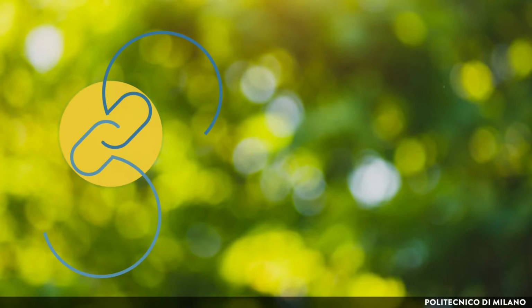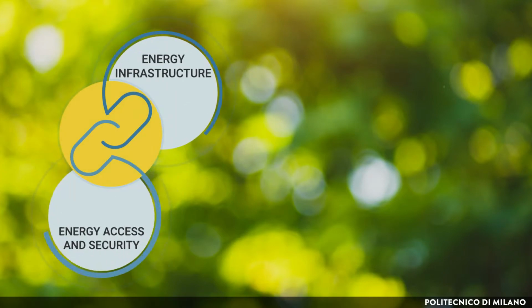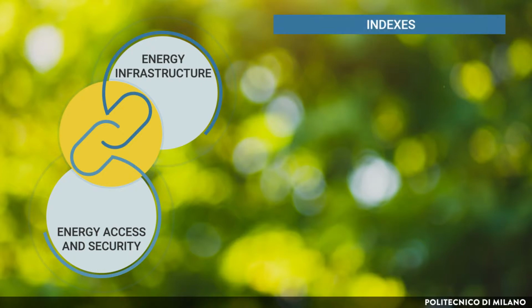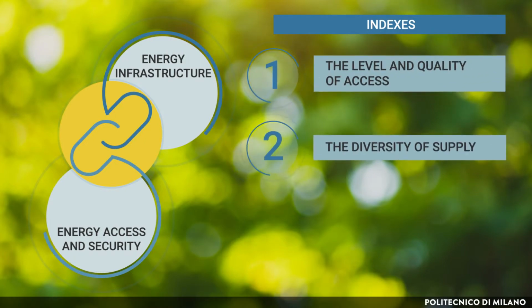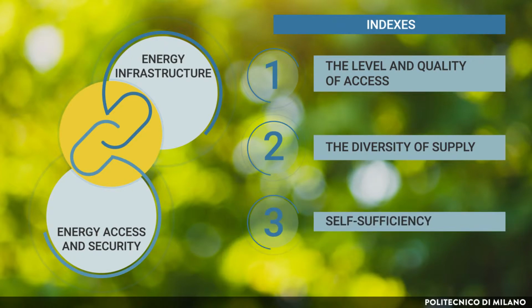Finally, the link with energy access and security results in the extent to which energy infrastructure is at risk of an energy security impact and whether adequate access to energy is provided to the population. In this respect, some indexes are commonly used, including first, the level and quality of access, second, the diversity of supply, and third, self-sufficiency.